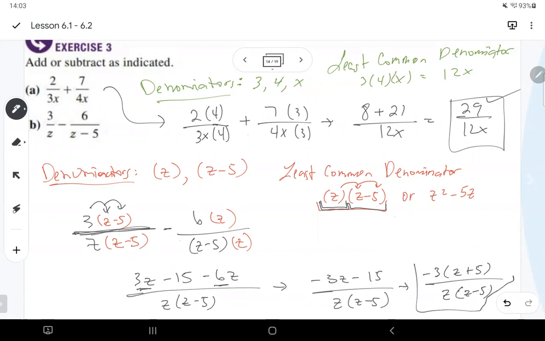But it's important that you pull out the negative 3 because if we could have reduced, then we would have reduced. So you can see though, we can't reduce even if we tried. Even if we pulled out just a negative here or just positive here, we would still have a negative z minus 5. Okay, so that's that one.